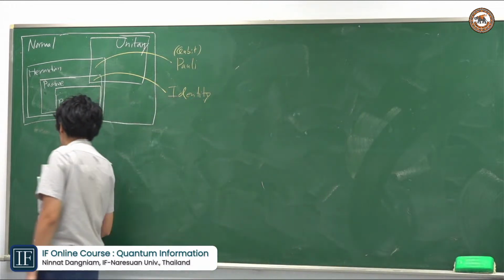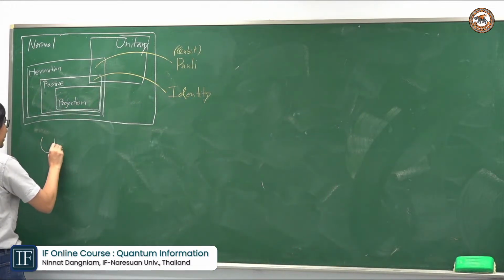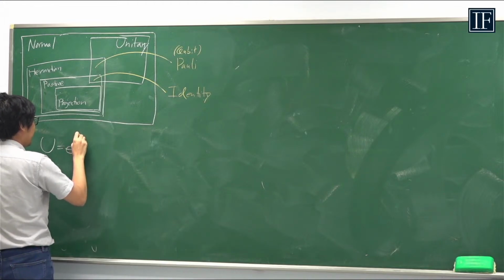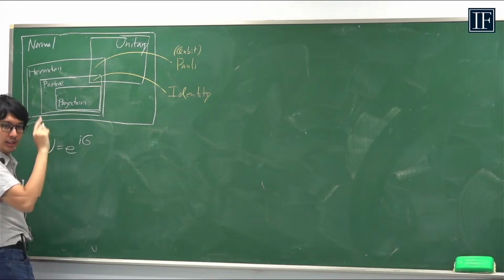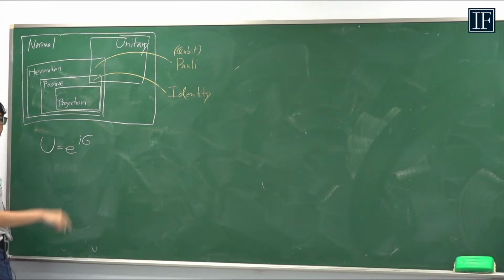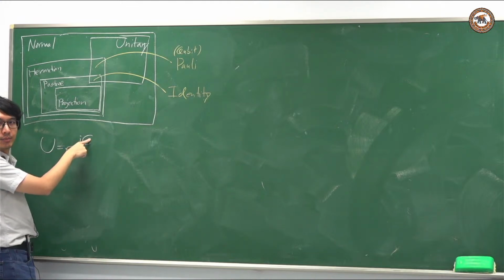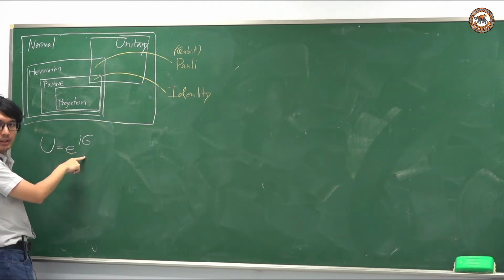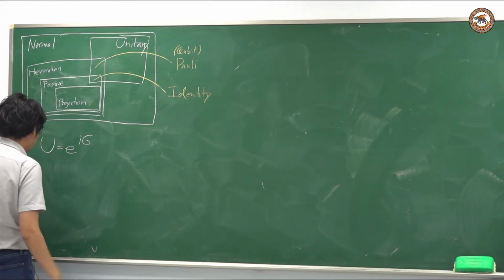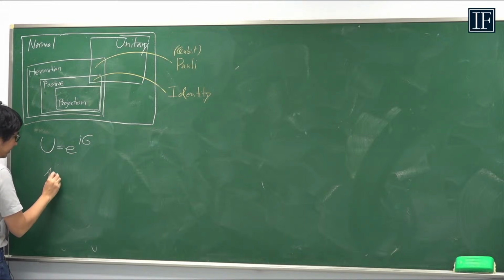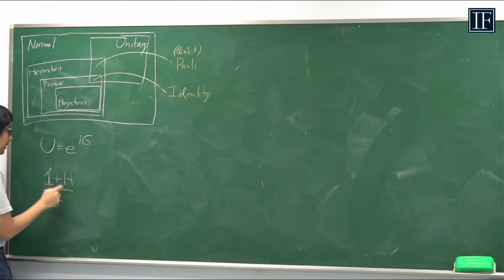For example, you already see this. Okay, we'll just forget the physics. There's no time, no h bar anymore. If this G is Hermitian, then U is unitary. We already saw it. But for example, you can do something like this as well. So let's keep the G.